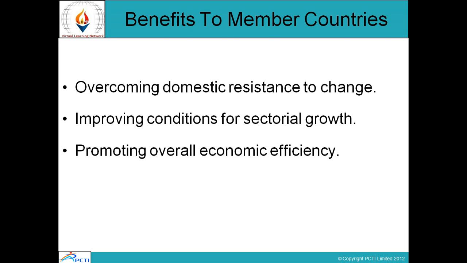What are the benefits to its members? It helps in overcoming domestic resistance to change. In any trade negotiations, countries are normally confronted with liberalization requests in their weaker sectors, while at the same time seeking to improve export conditions for their strongholds. Another is improving conditions for sectoral growth. International bindings help to enhance a country's location attractiveness for trade and investors, as they are protected from sudden policy changes.